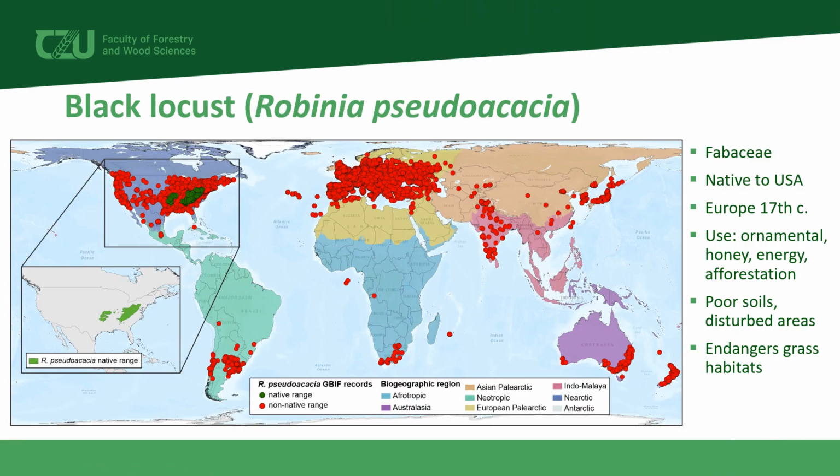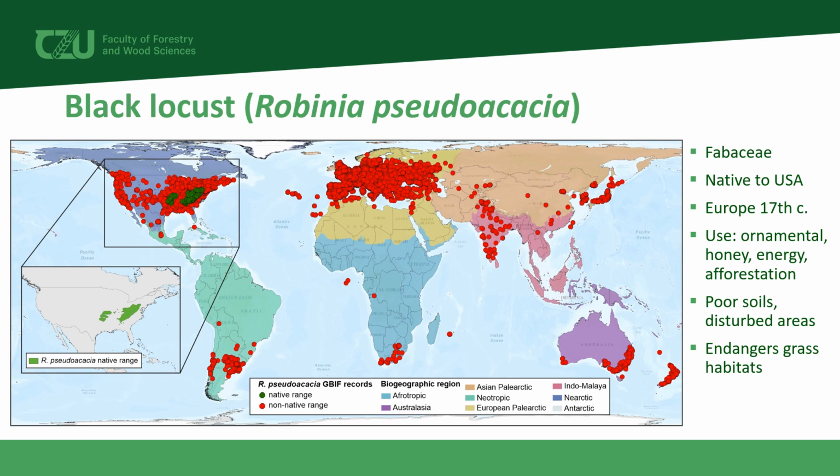The black locust tree is a member of the Fabaceae family. It is native to a small portion of eastern United States, specifically the Appalachian Mountains and Ozark Plateau. As shown on the map to the left, its native range, the green area, is limited to these parts. However, it has now spread all around the world.